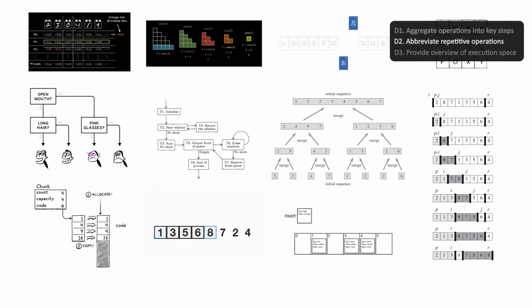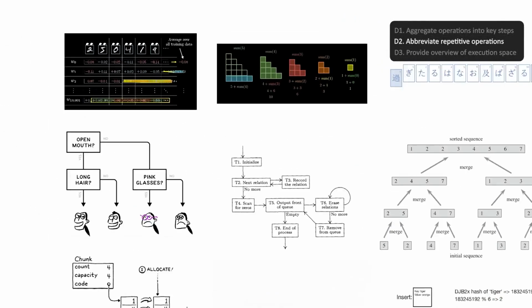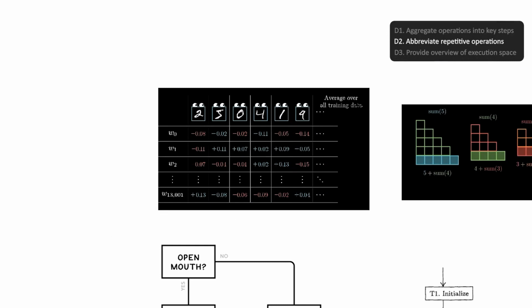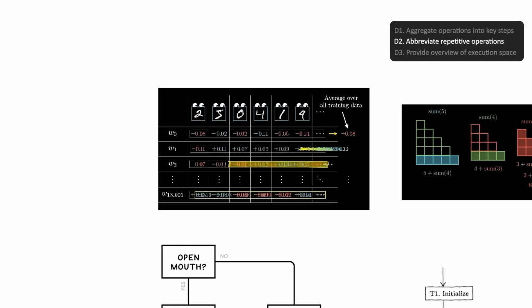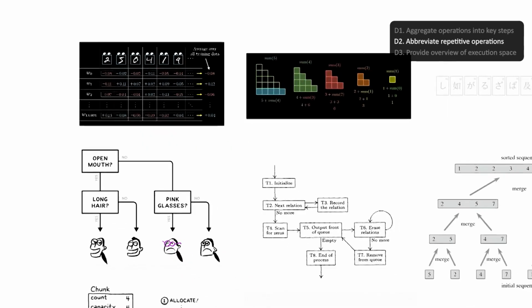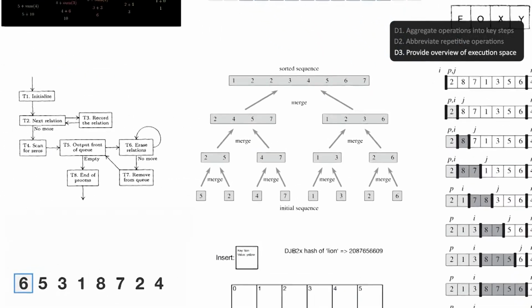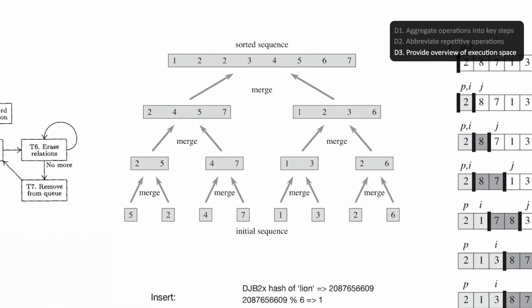2. Repetitive operations or structures should be abbreviated. For instance, here the first row computes the average, and then the rest of the rows compute their average synchronously. Finally, an overview should be provided of the program's execution to help infer overall patterns and contextualize the output.